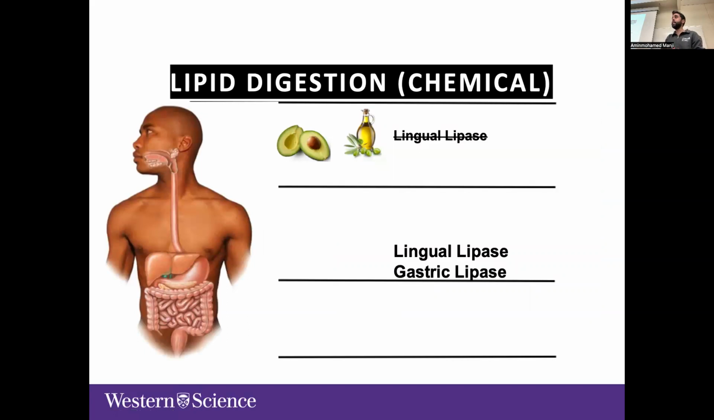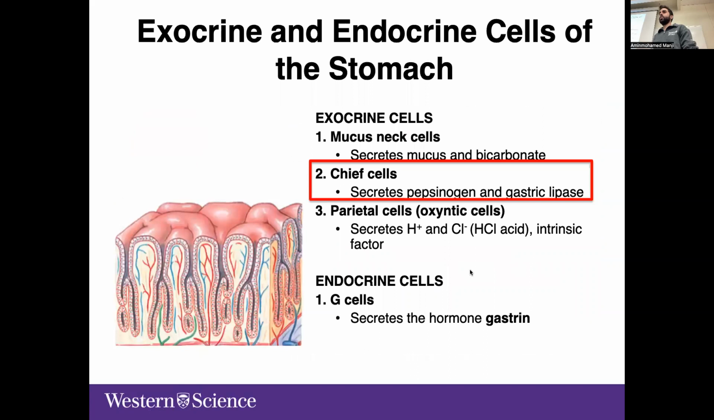So two lipases are activated in the stomach that are involved in lipid digestion. Where did this gastric lipase come from? Mucous neck cells, chief cells, parietal cells, G cells. Not G cells, that was a bit of a trick answer there. Yeah, it's chief cells, right? So chief cells are making both pepsinogen and gastric lipase.